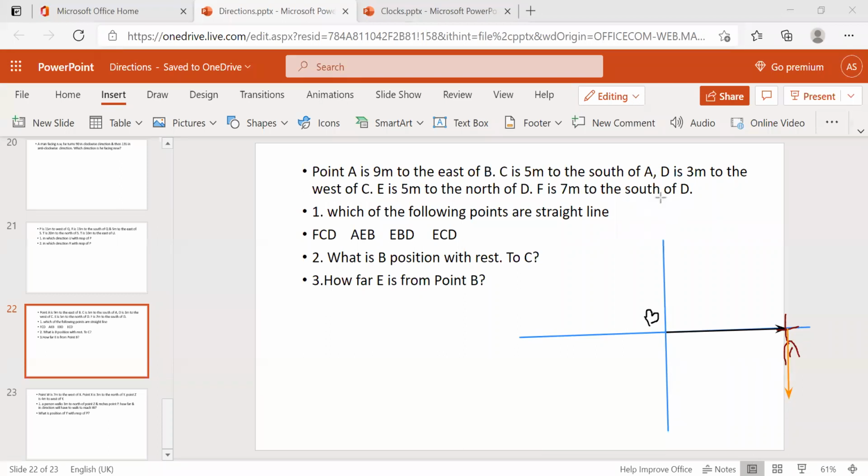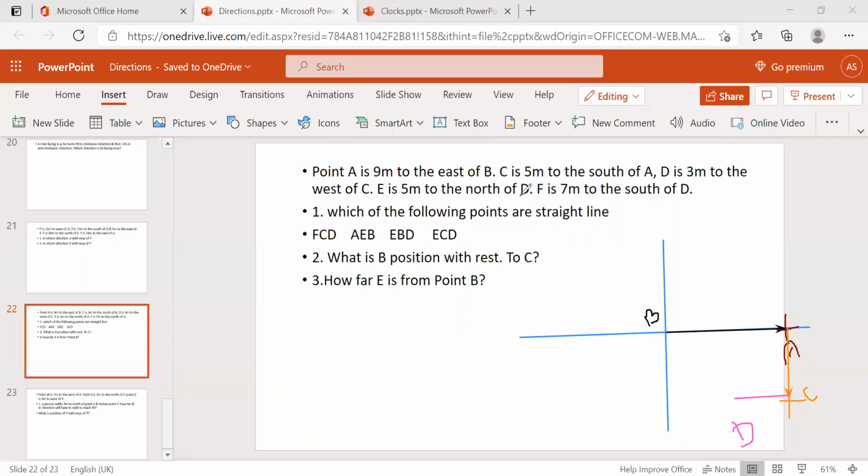And now D is 3 meters to the west of C. So here it is C, right? No, this one is C actually. From here, which one is west? This one is the west, right? So D is 3 meters to the west of C. This is D now.